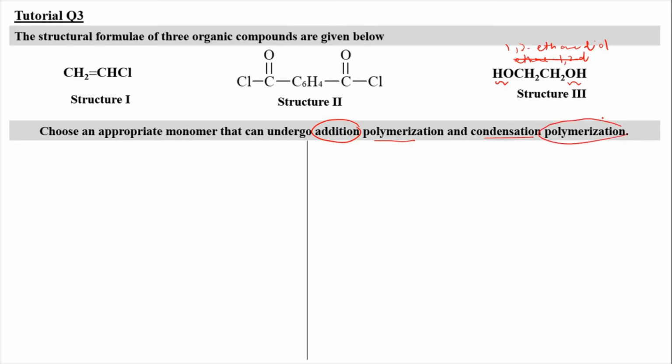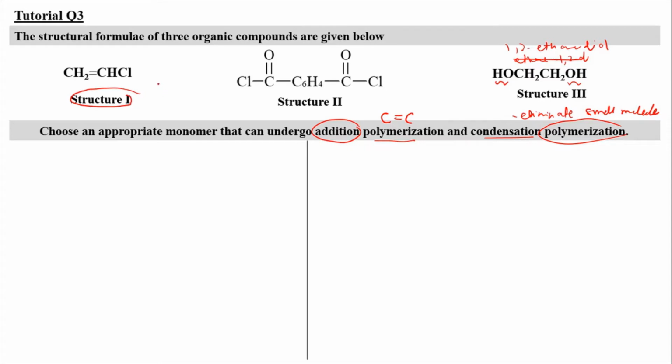So we have to choose an appropriate monomer that can undergo addition polymerization and condensation polymerization. For addition polymerization to happen, we need to have a carbon-carbon double bond. Meanwhile, for condensation polymerization, we need to eliminate a small molecule. So for addition polymerization, what we need is a carbon-carbon double bond, and the only structure that has a carbon-carbon double bond is structure number 1.